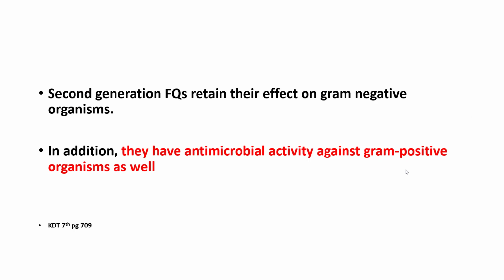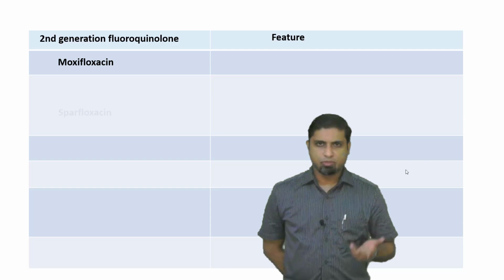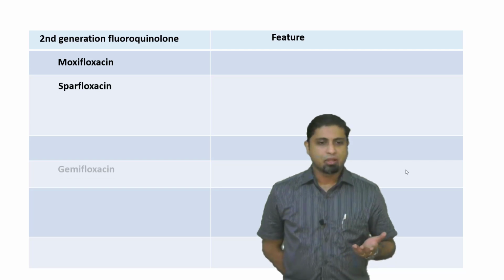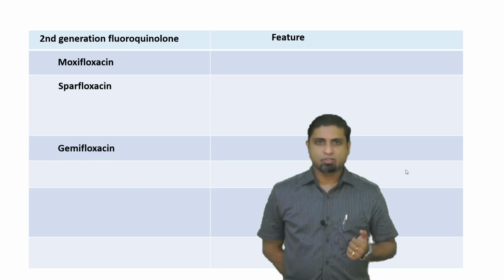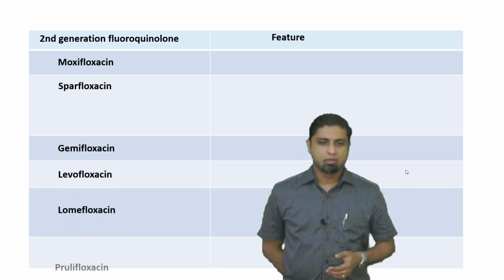Right. The second generation fluoroquinolones retain their effect on gram-negative bacteria, but they have additional effect on gram-positive bacteria as well. The second generation fluoroquinolones include moxifloxacin, gemifloxacin, sparfloxacin, levofloxacin, lomefloxacin, and prulifloxacin.